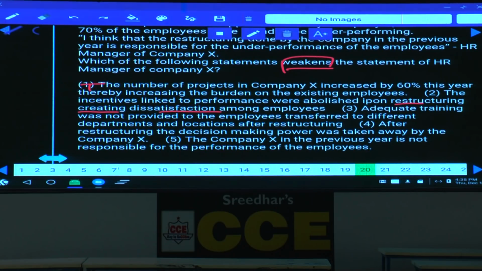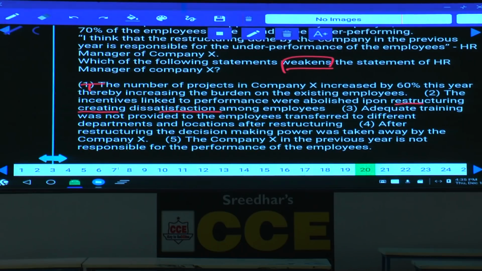Then the third one: adequate training was not provided to the employees transferred to different departments and locations after restructuring. After restructuring, what happens here? Most of the persons were transferred to some other places. After being transferred, these people should be trained to the circumstances, but they were not trained properly. As they were not trained properly, they could not work correctly. Hence, these people are performing at a lower level.